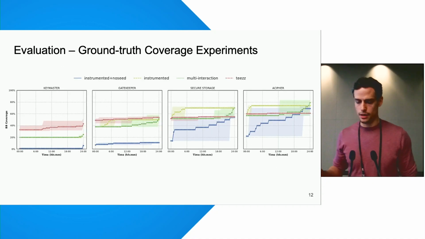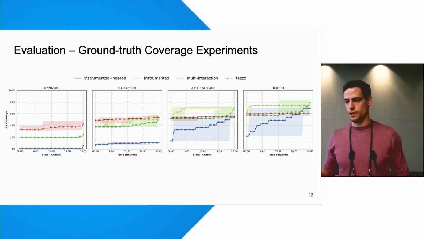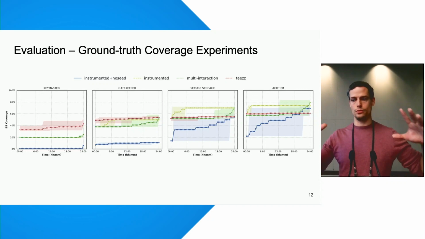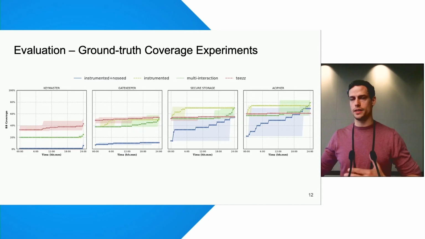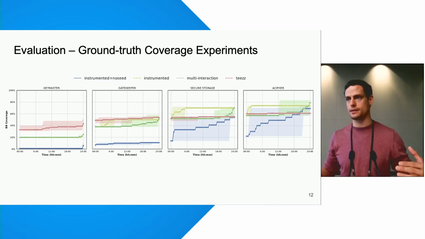Another highlight of the evaluation is this ground truth experiment. We have a fancy mechanism in TEEzz to capture seeds, right? But what does this actually tell us about the coverage we achieve in the target? So we took OP-TEE and modified it so that we can actually measure coverage. We also integrated AFL into it, so that we have something we can evaluate against.